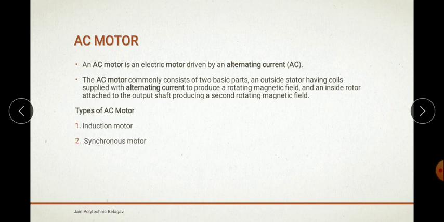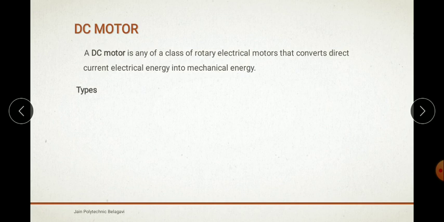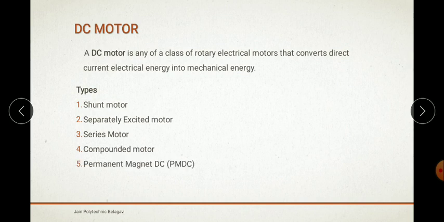Next comes the DC motor. So what is this DC motor? DC stands for direct current. A DC motor is any class of rotary electrical motor that converts direct current electrical energy into mechanical energy. Now the types of DC motor. Basically there are 6 types of DC motor: the shunt motor, the separately excited motor, the series motor, the compound motor, the permanent magnet DC or PMDC motor, and the servo motor.